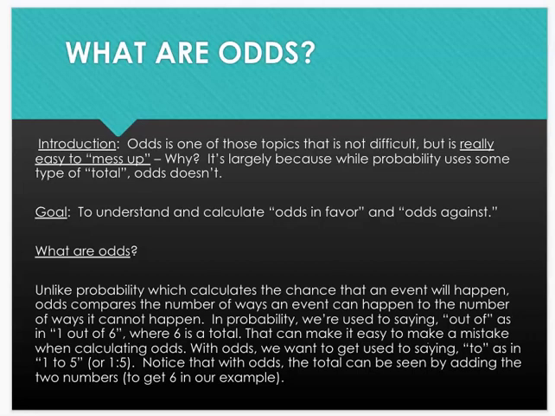So what are odds? Unlike probability, which calculates the chance that an event will happen, odds compares the number of ways an event can happen to the number of ways it cannot happen. In probability, we're used to saying "out of," as in 1 out of 6, where 6 is the total. That can make it easy to make a mistake when calculating odds. With odds, we want to get used to saying "to," as in 1 to 5, or 1:5, which is read 1 to 5. Notice that with odds, the total can be seen by adding the two numbers, 1 plus 5, to get 6 in our example.